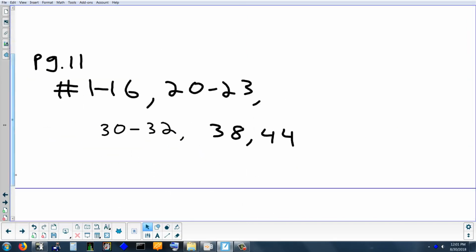Okay, homework tonight, it's on page 11. It's 1 through 16, 20 to 23, 30 to 32, 38 and 44. Again, I'll post this online, so if there's anything you need to double check, you know the website, you can check it.